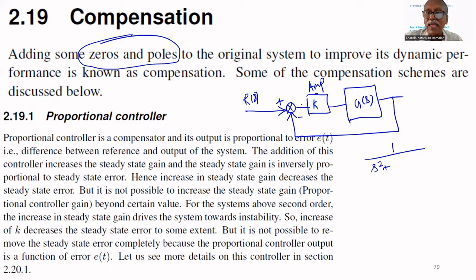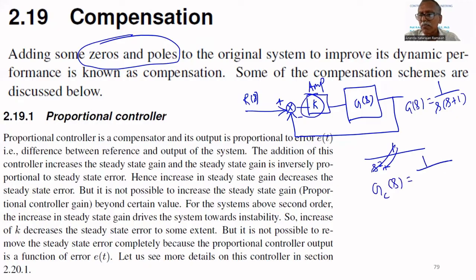By adding K, what will happen to the system, that we will see now. Suppose the original system G of S equals 1 upon S multiplied by S plus 1. After adding that K, G of S compensated becomes what? K upon S multiplied by S plus 1. Am I correct or not?